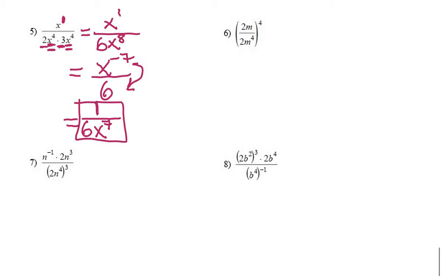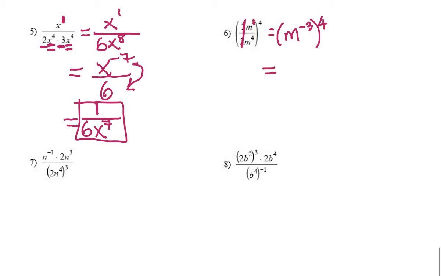All right, I'm going to look at 2 divided by 2. That's 1, so I can actually just get rid of those. M doesn't have an exponent, so I'm going to put a 1 there. M to the first power divided by m to the 4th power. I'm going to subtract those exponents. 1 minus 4 is negative 3. So inside the parentheses, this simplifies to m to the negative 3 power to the 4th power.